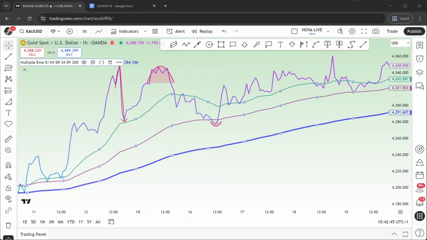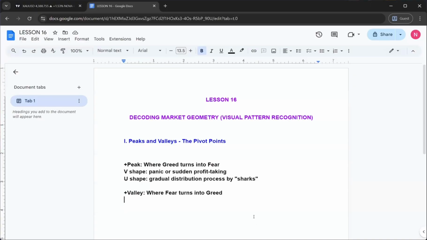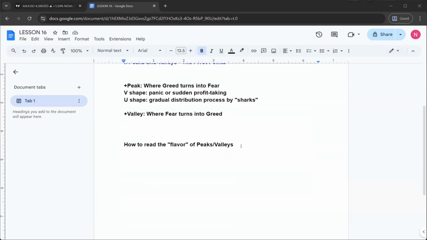And how to read the flavor of peaks and valleys? Let's move to the next part. In order to read the flavor of peaks and valleys, the first point you need to pay attention to is spacing.